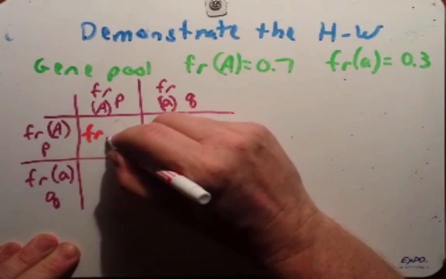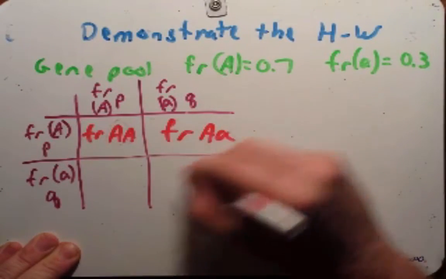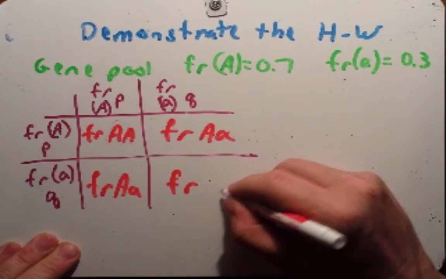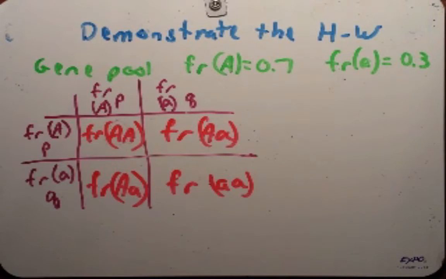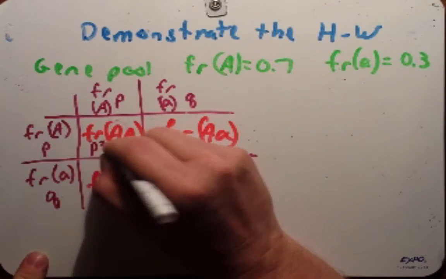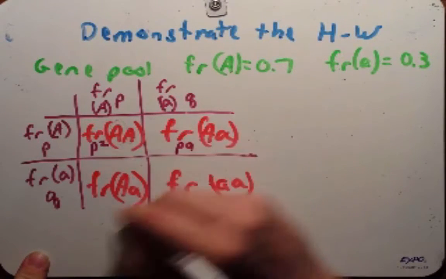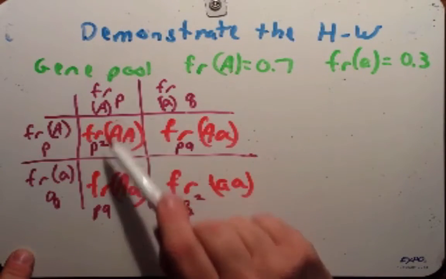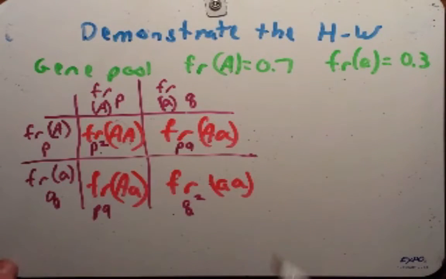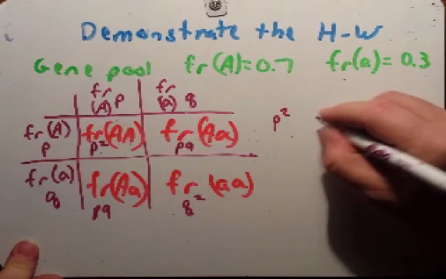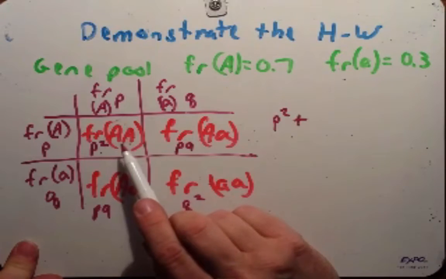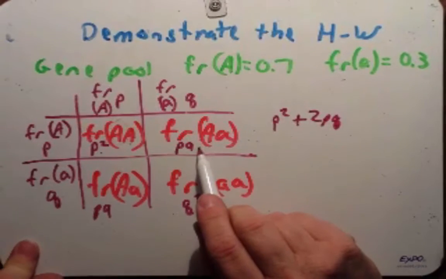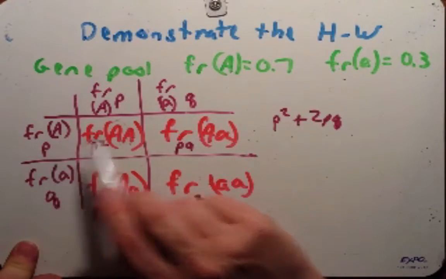And what we get is the frequency of big A big A, the frequency of big A little a, and the frequency of big A little a, and the frequency of little a little a. So essentially what we're looking at here is p squared, pq, pq, and q squared. Frequency of big A and big A, so that's A times A, or we might call it p squared. And remember, that is what our Hardy-Weinberg equilibrium was. p squared is the probability of having a homozygous dominant. 2pq is the probability of having a heterozygote, where you get the big A from one parent, little a from the other.